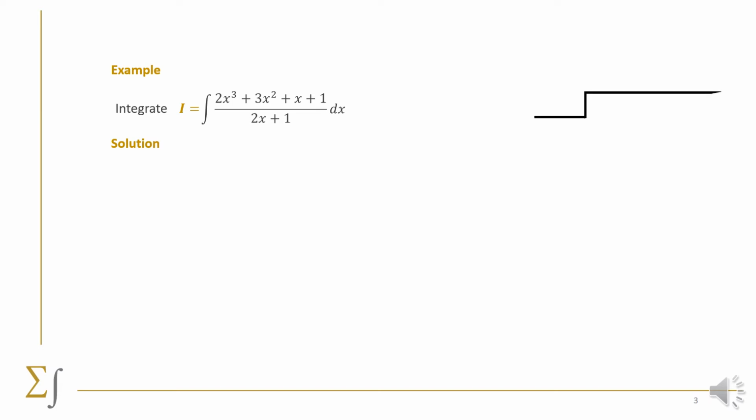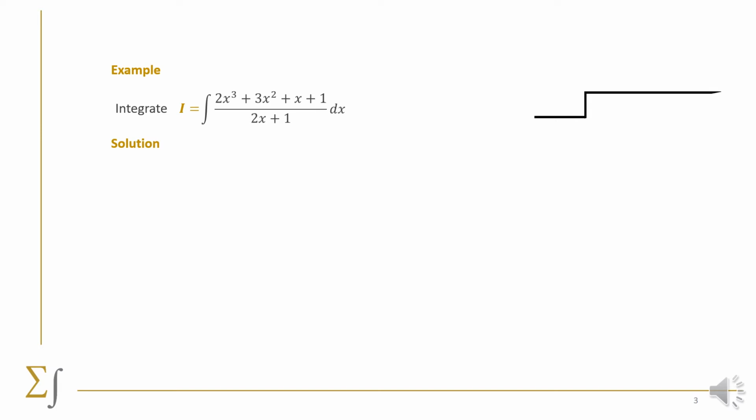Let's see this example. Integrate 2x cubed plus 3x squared plus x plus 1 all over 2x plus 1 with respect to x. Solution: we take this integral and we call it I. Here we see that we have a rational function, a polynomial in the numerator and a polynomial in the denominator, and the degree of the numerator is higher than that of the denominator. So let's think of making long division or synthetic division, whichever is easier for you.